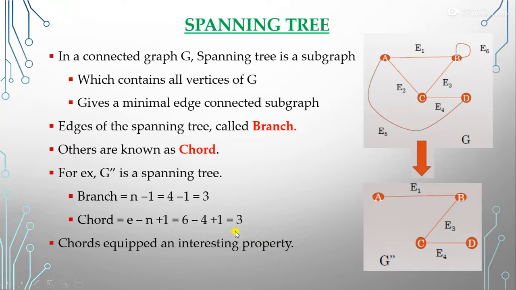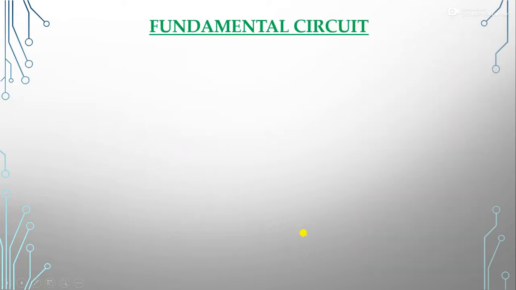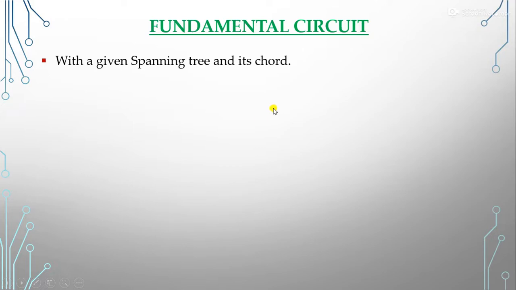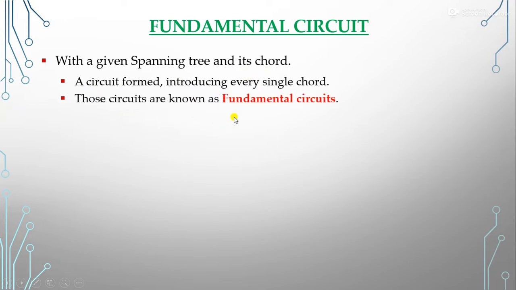Here the chord has an interesting property, which means we use the chord in our fundamental circuit. So what is the fundamental circuit? With a given spanning tree and its chords, a circuit is formed by introducing every single chord. So in a spanning tree, if we introduce a chord, a circuit can form. That circuit is called the fundamental circuit.